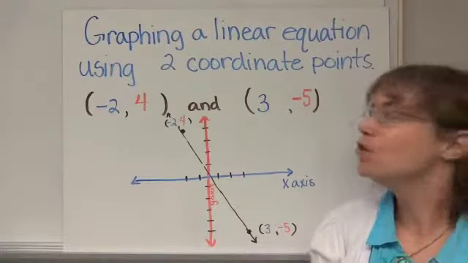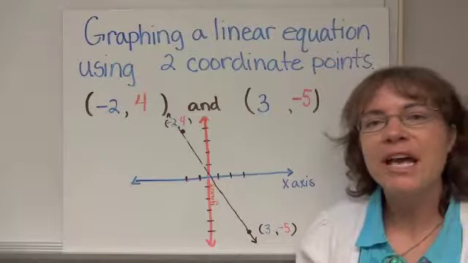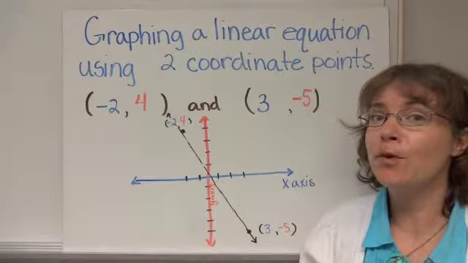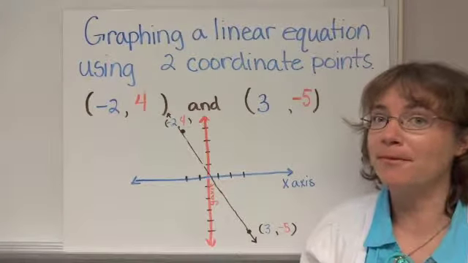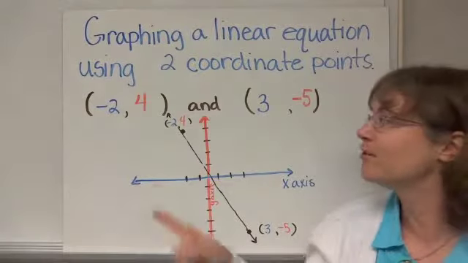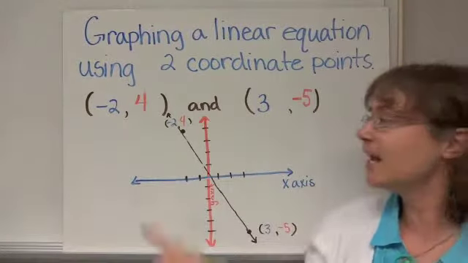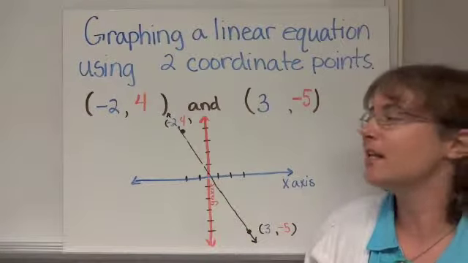Graphing a linear equation using two coordinate points. Well, we all know the shortest distance between 2 points is a straight line. We know that probably from crossing a street and trying to get somewhere faster. If we're given 2 points, we can actually draw the solution line between them.